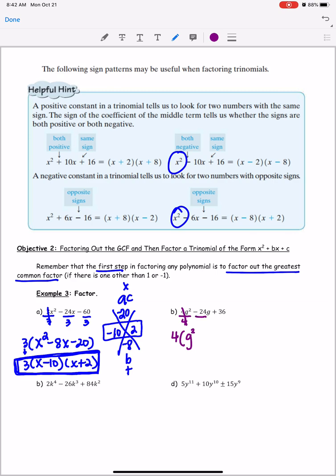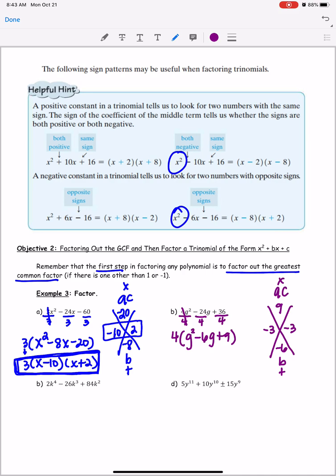Negative 24 divided by 4 is going to give me a negative 6g. And then 36 divided by 4 is a positive 9. So if you're using your t-chart, that means you've got 9 and negative 6. What multiplies to 9, what adds up to negative 6. Okay, but I'm using that x. So my a times c is 1 times 9. My b term is this negative 6. So what adds up to negative 6 and multiplies to a positive 9? That's negative 3 and negative 3.